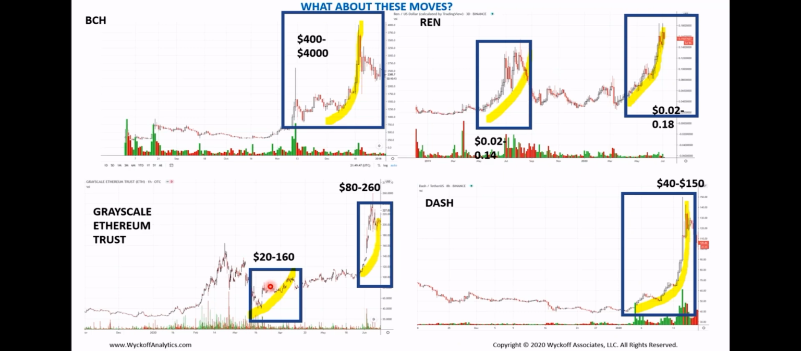These are the most speculative instruments within the most speculative asset class in the world. These charts are the reason why today you are spending a couple of hours of your precious time in front of a screen.